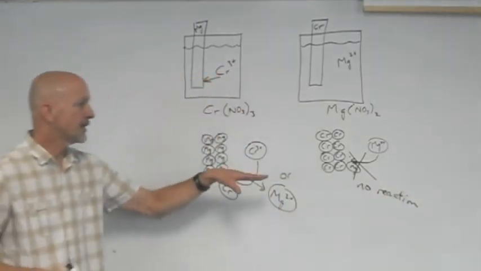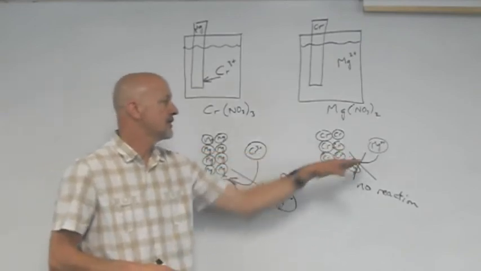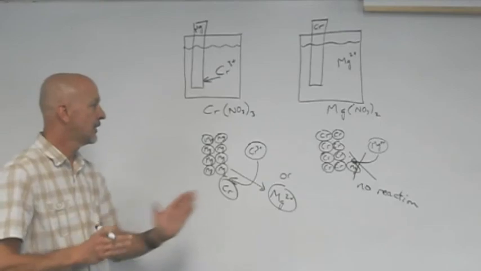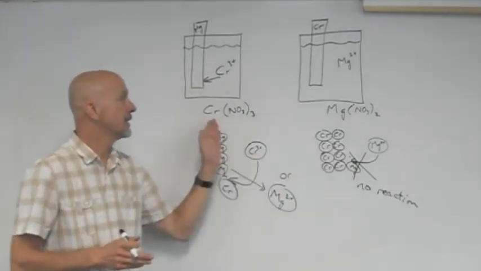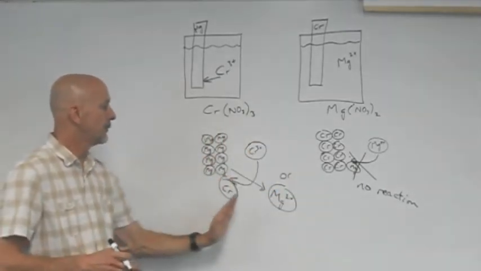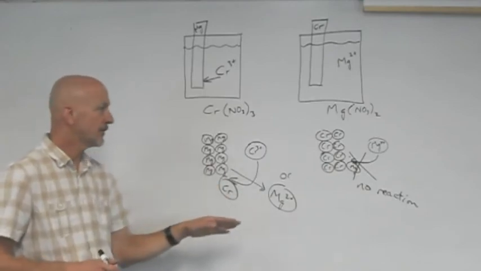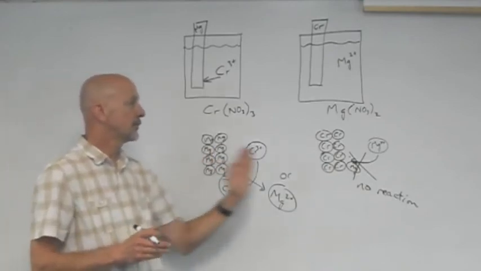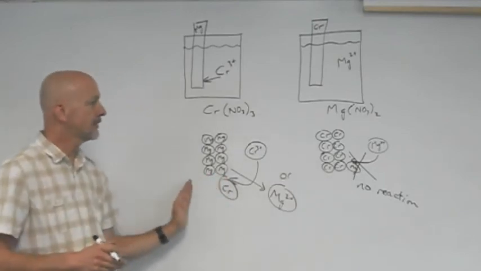I get no reaction here because the magnesium is more easily oxidized. It releases electrons easier. So from trying this combination, I've determined that magnesium is the one that's going to be oxidized more easily, chromium not so much. And so I can build my battery with this. So let's use this chemical reaction to build a battery.